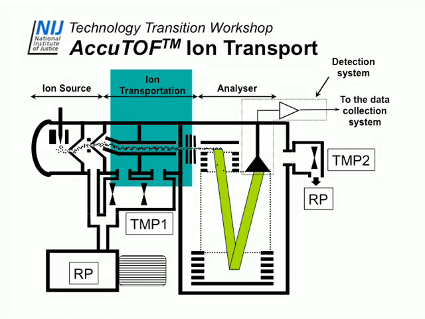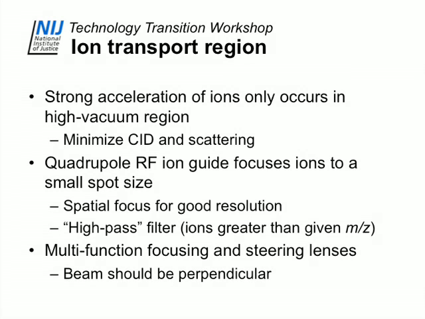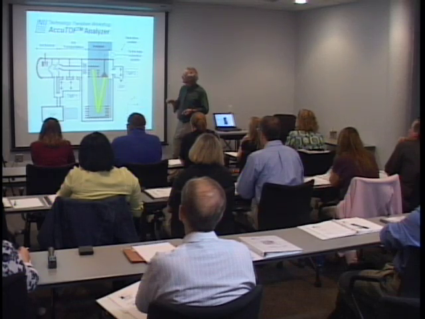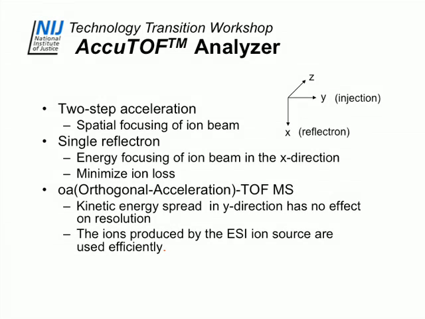And finally, there are some extra lenses in this region right here which help to steer the beam and focus it. Once they're set, you don't worry about them, except very rarely. But you want to make sure the beam is going in straight. Finally, we get into the analyzer where all of this ion preparation becomes important. And there are three regions here. You bring the ions in perpendicular, and then you give them a kick, and you've got this slice of ions going through the reflectron. Let's take a look at it.